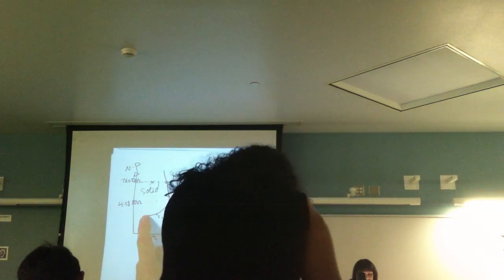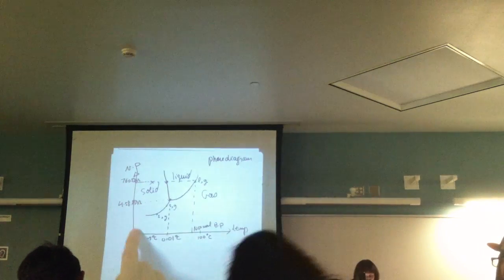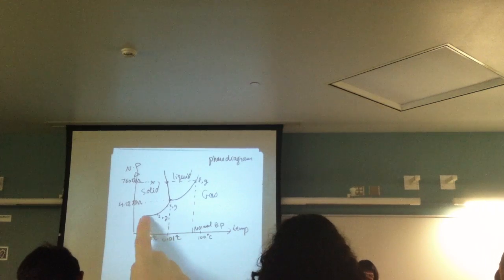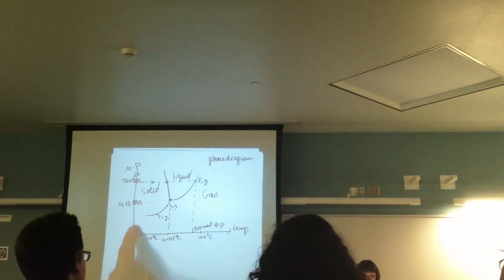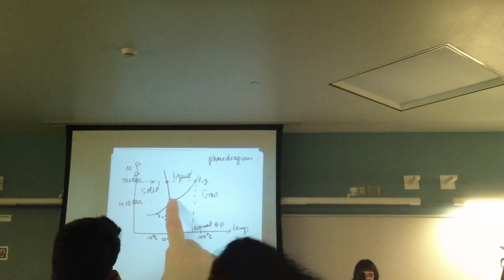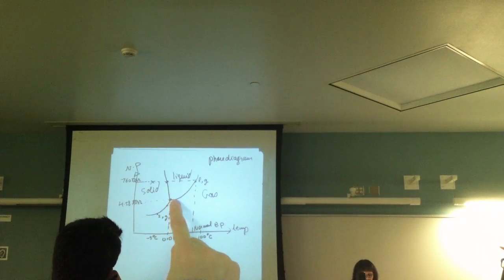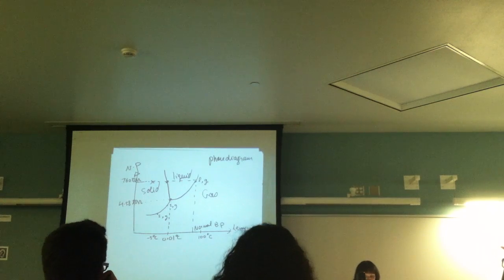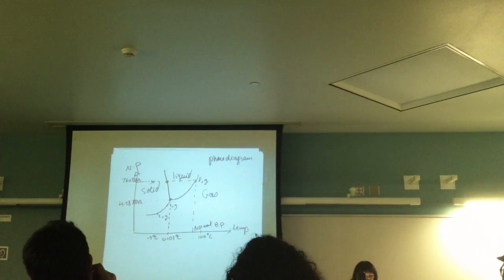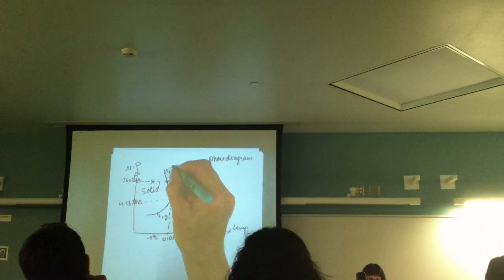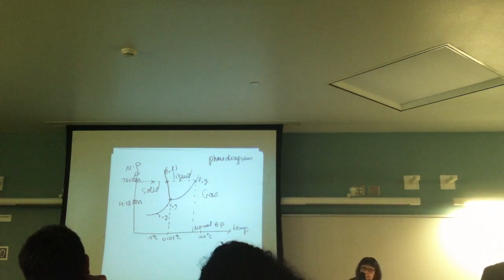Look at this. What does this line tell me? The higher the temperature, we're going higher to the right. The higher the temperature, the higher the vapor pressure. How about this line telling me? The higher the temperature, the higher your what? Vapor pressure. How about this line? What does that line represent? Equilibrium between solid and liquid. Would you call that solid and liquid together?